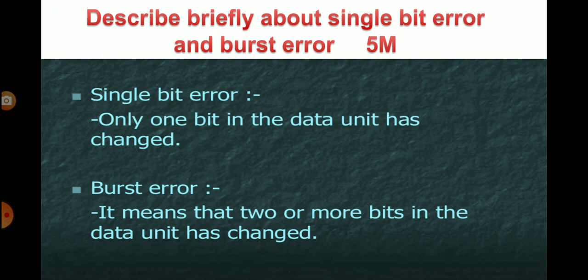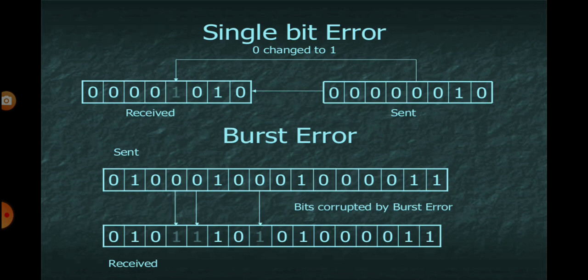Describe briefly about single bit error and burst error. Single bit error: only one bit in the data unit has changed. That is, only one bit of data will be changed. That is called the single bit error. Burst error means that two or more bits in the data unit have changed. Two or more. The single bit error figure shows 0 changed to 1. Burst error: the figure shows bits corrupted by the burst error, the sent message and the received message. Some bits are corrupted.